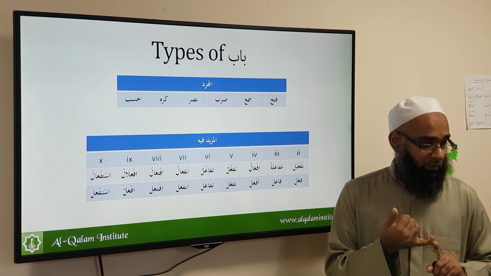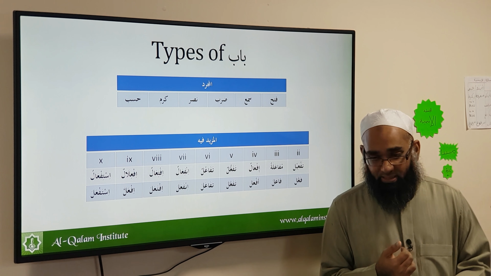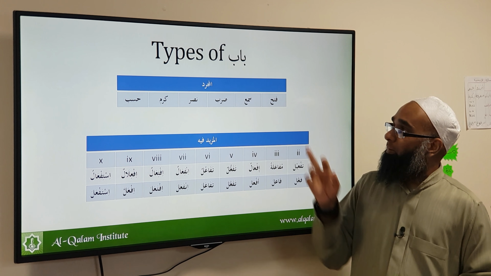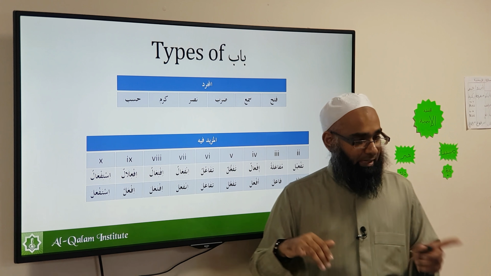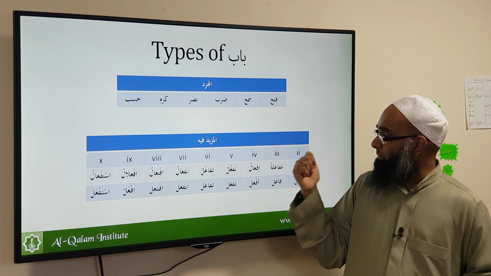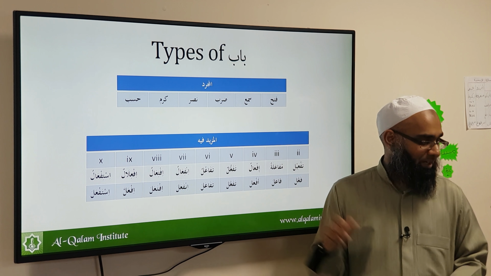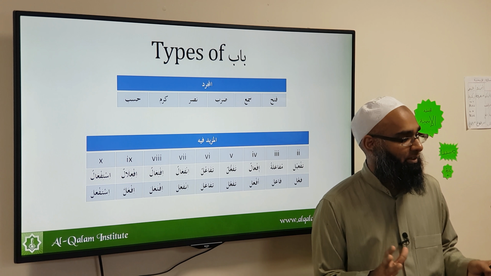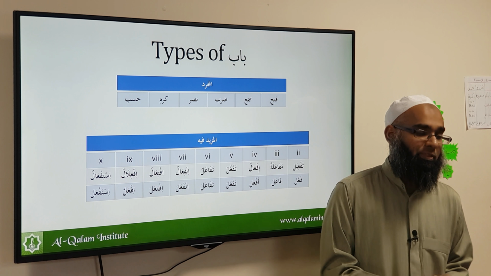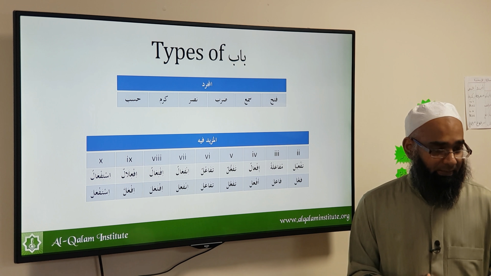So the keywords are al-mujarrad, meaning it has no extra letters. And the opposite to that is what? Al-mazid fi. And mazid fi, mujarrad, how many babs altogether? 6. And mazid fi are from 2 to 10, meaning 9 babs. And they are named according to the Roman numerals. And each bab has the same masdar. So that's much easier for you. You don't have to learn masadir of the mazid fi. Mujarrad, well, you've got to learn them. Okay? Any questions? Do you understand?